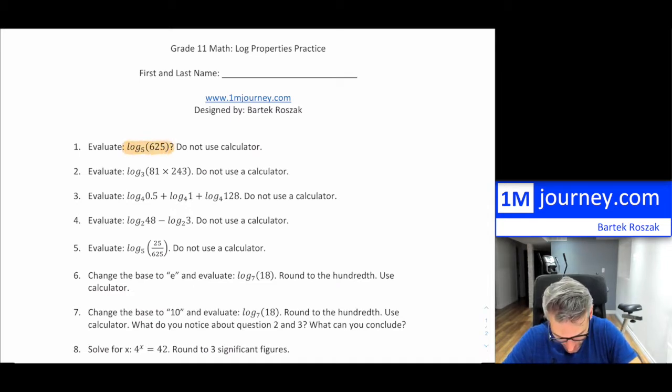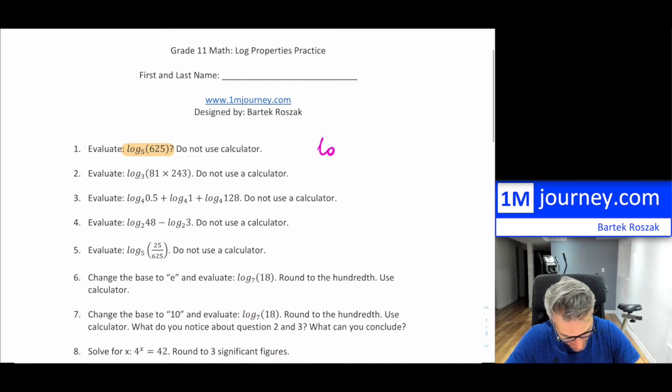So question 1 is a simple question in the sense that it just asks you to evaluate this log of base 5, and that is of 625. Now it says do not use a calculator. And this will depend, of course, on how good you are with your powers and exponents and so on. Now 625, I actually do know, so I can rewrite this. It's going to be log base 5, and this is going to be 5 to the 4.